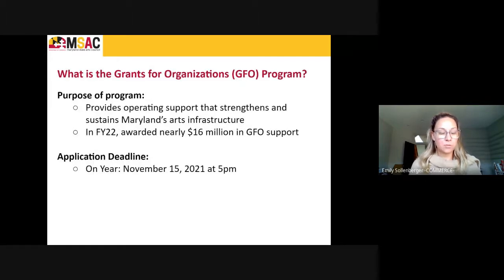So as a starting point to ground us a little bit more in the program, the purpose of the Grants for Organization program is really to provide operating support that strengthens and sustains Maryland's arts infrastructure. This current year, FY22, we awarded nearly $16 million in GFO support across the state, which is incredible. And I'm sure you all are recipients of that because you're here as on-year applicants.